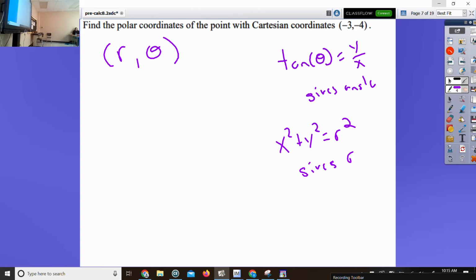Now, you probably do need to realize something because the calculator may or may not do this for you properly. If you plot -3, -4, aren't you going to be here? Your angle is going to be over 180 degrees. Right? Calculator's not going to do that.